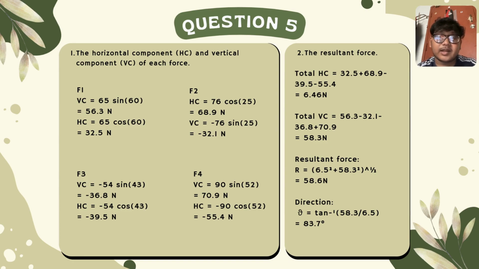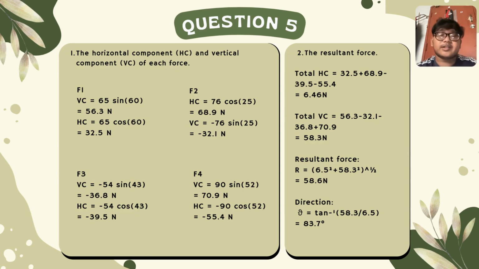Both of these components are negative because the vertical component goes downward and the horizontal component goes to the left. For the last force, the vertical component is 70.9 Newton, and the horizontal component is negative 55.4 Newton. The vertical component is positive because it goes upward, while the horizontal component goes to the left, which is why the value is negative.